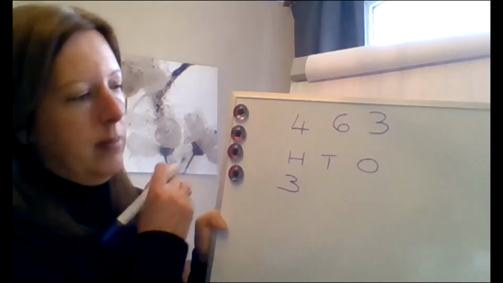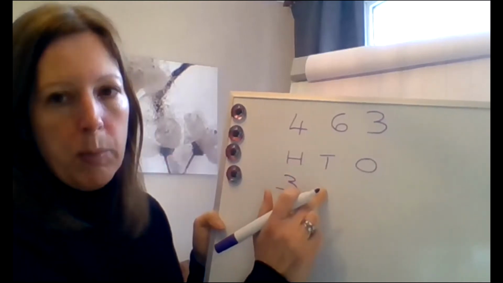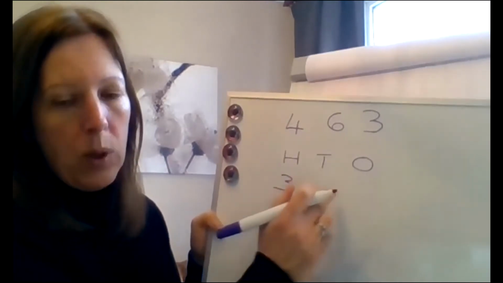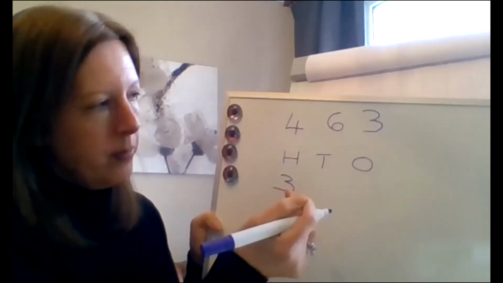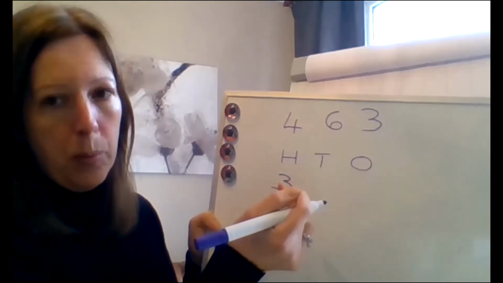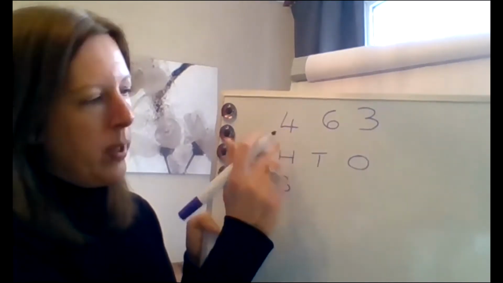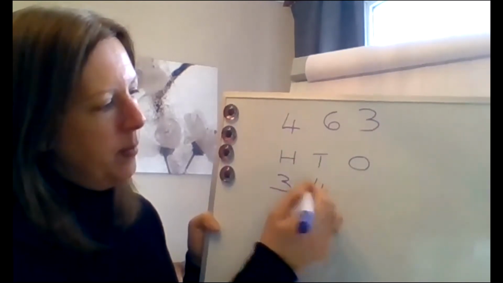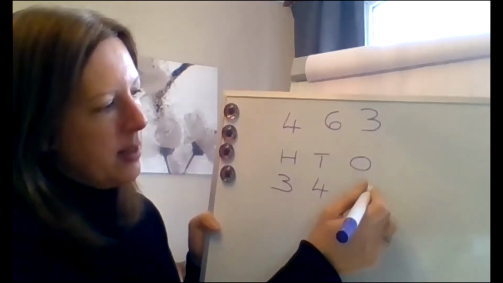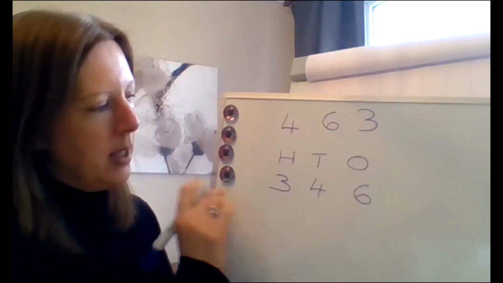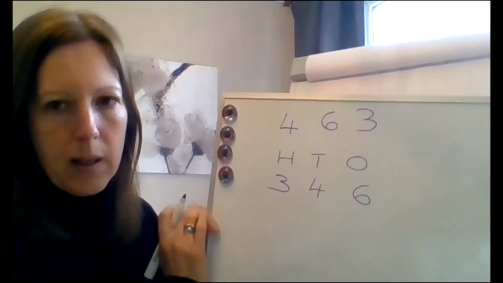And then I've got to think about which one I'm going to be putting in my tens and my ones column. Well, if I want my smallest number, then I'm going to have to put my next smallest number, which is my 4, in here, in my tens column. And then my 6 is going to go into my ones column. So the first 3-digit number that I've made is 346.